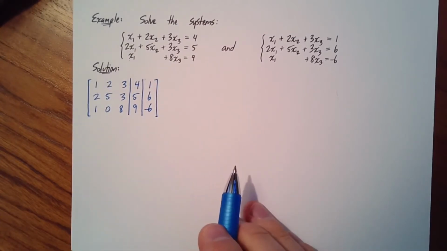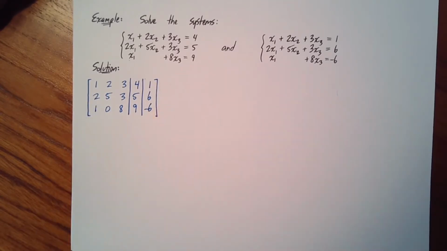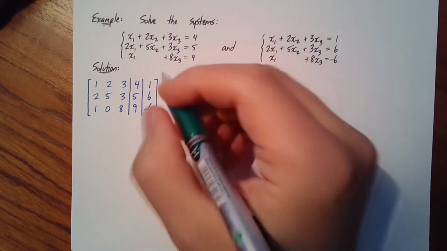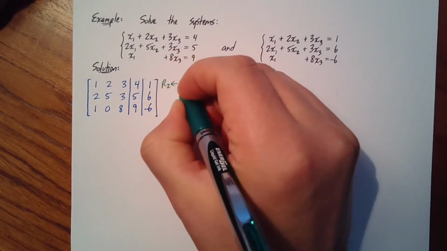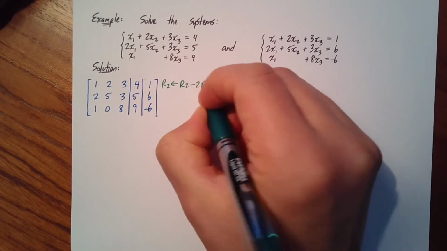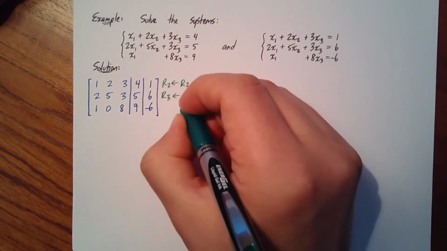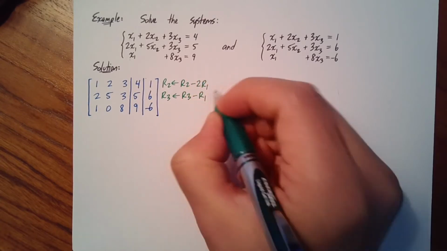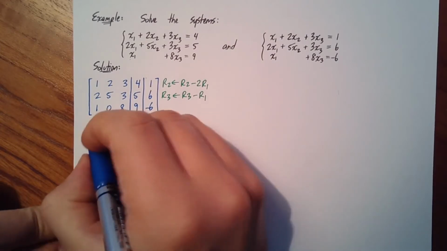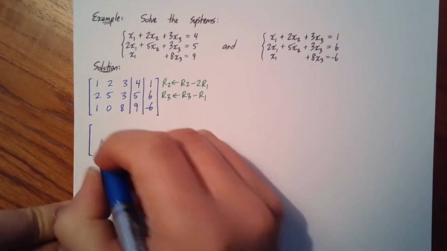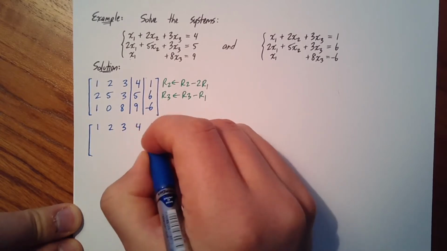We're going to just start trying to turn this into the identity matrix. So if we do Gauss-Jordan elimination, we're going to first get rid of these two entries here. So let's take, I can't resist, I just want to use a different color here. We're going to go row 2 is replaced with row 2 minus 2 row 1, and then row 3 is replaced with row 3 minus row 1. Okay, so what are we going to get if we do that? So the first row won't change. We'll have 1, 2, 3, 4, and 1.